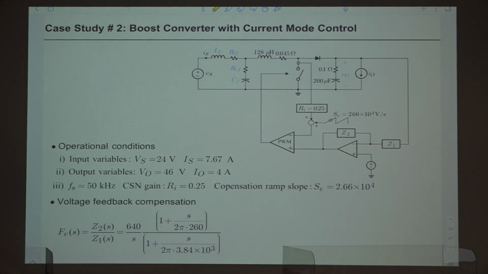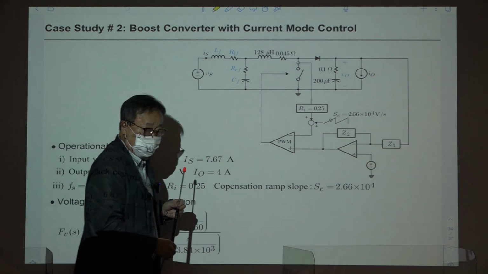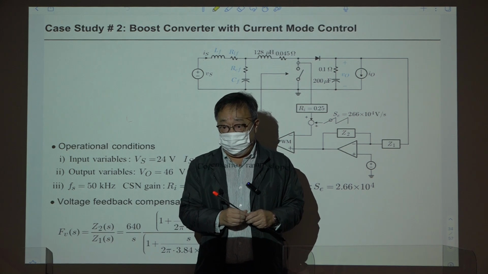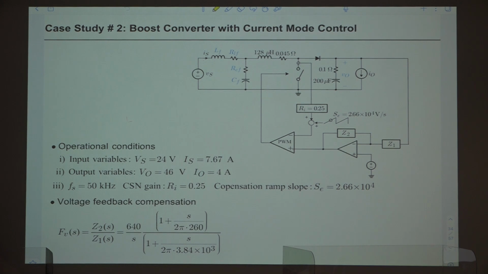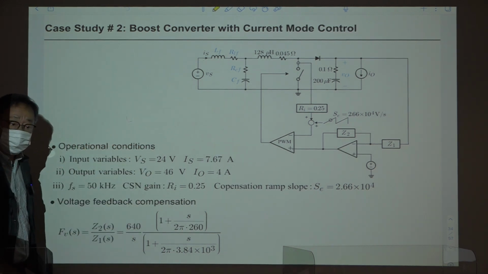As I said previously, maybe more than once, maybe more than twice, the pattern of input filter interaction is very different depending on the converter topologies. In this case, the boost converter and buck-boost converter show almost the same features, but the case of the buck converter is utterly different from the other cases. So first, we take a look at this boost converter with current mode control.